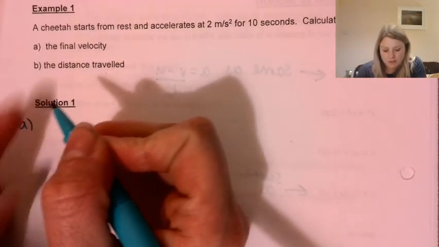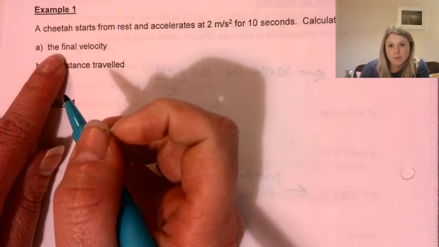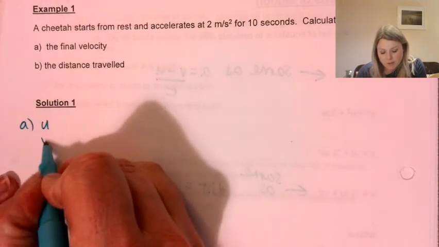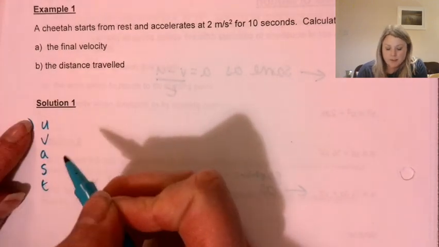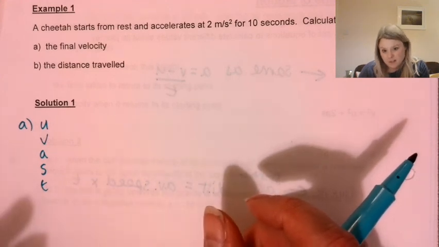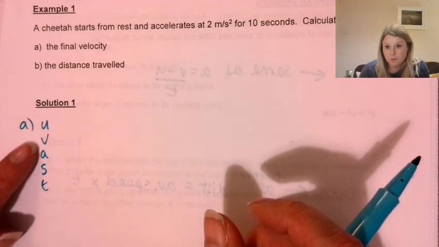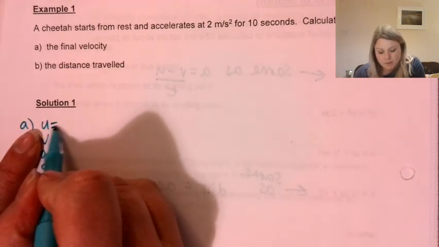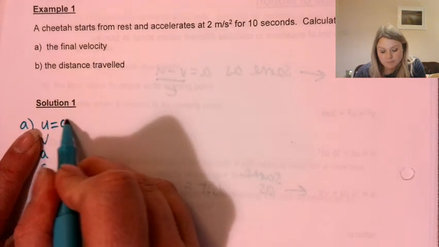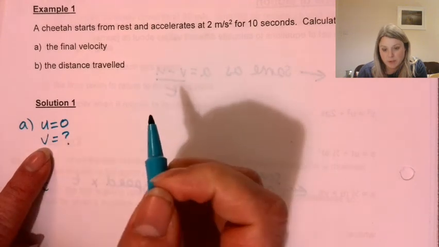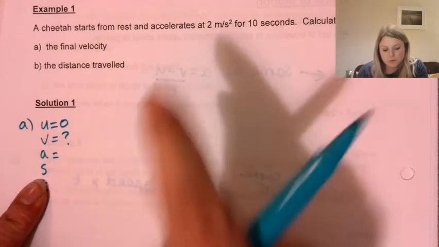Okay, so for part A, finding the final velocity. Anytime we are using these, we'll make a little list of whatever information that we know, and the way that we most commonly list it, you'll hear me talking about the list UVAST or the UVAST equations. That's these equations. Remember we already know what all these letters stand for. So u is the initial velocity. Because it started from rest, that's 0. v, the final velocity, that's what we're trying to find, so I'll put a question mark at that. Acceleration, it told us in the question, was 2.